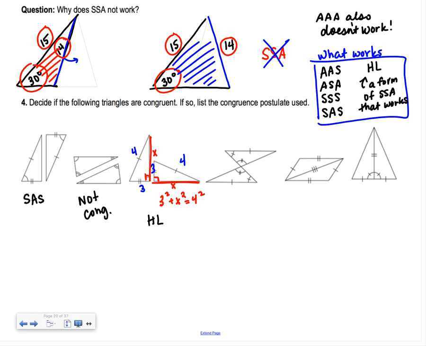All right, so the next one, go around in order. We have an angle, and then we have a side. Okay, so we're going to say angle, angle, side. The next one is side, side, side, clearly. And this last one is side, angle, side. So the only one that didn't work was this one right here.